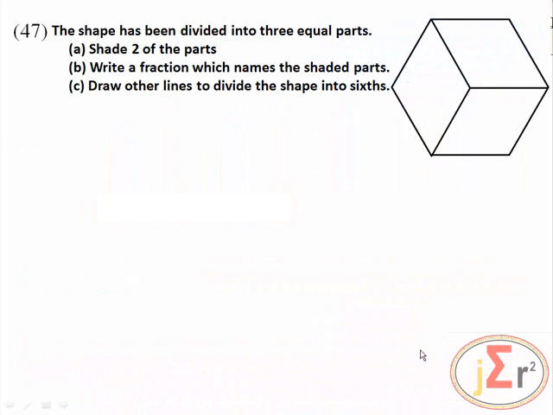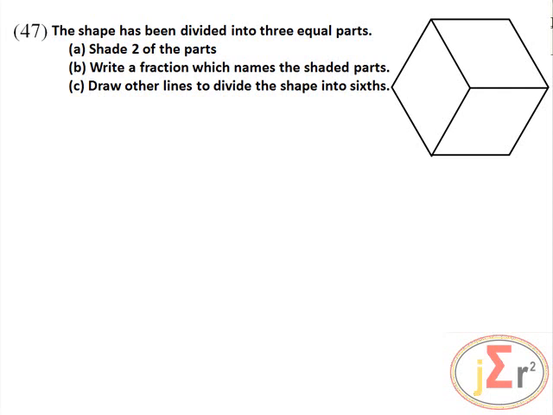Let us continue with problem number 47. The shape has been divided into 3 equal parts. I am always defeated by this shape, because it does not look like something divided into 3 equal parts to me. It always appears to me to be a three-dimensional figure.